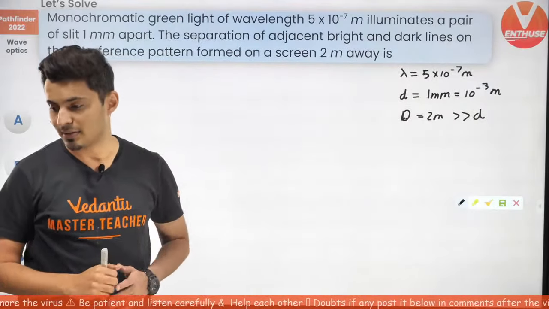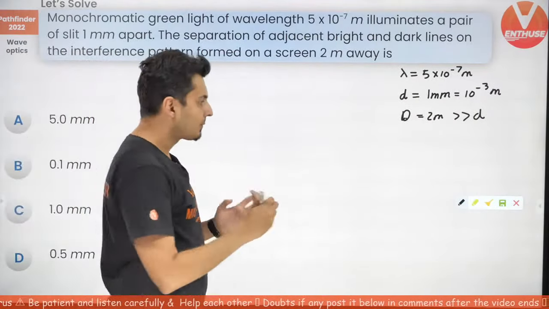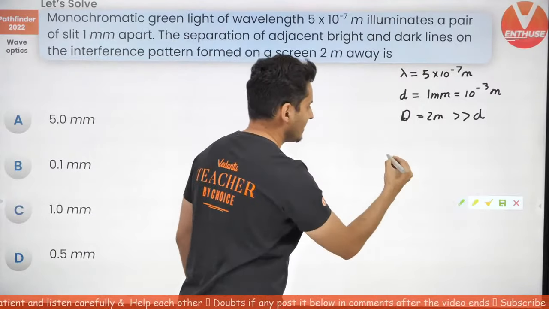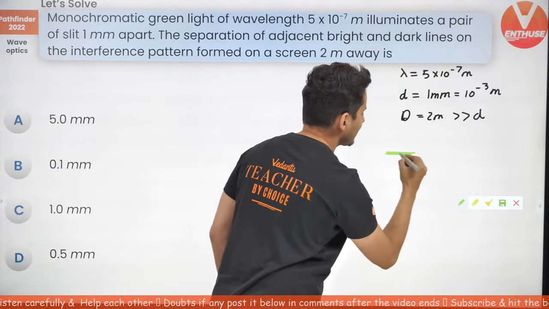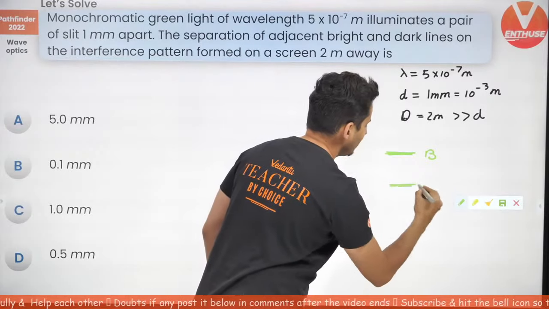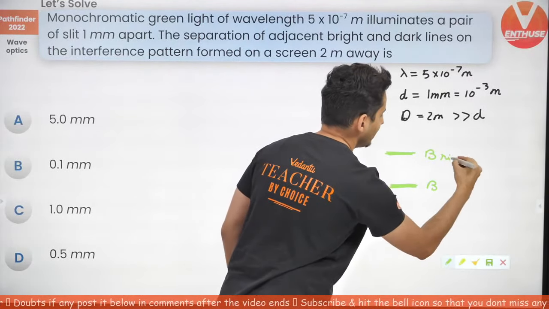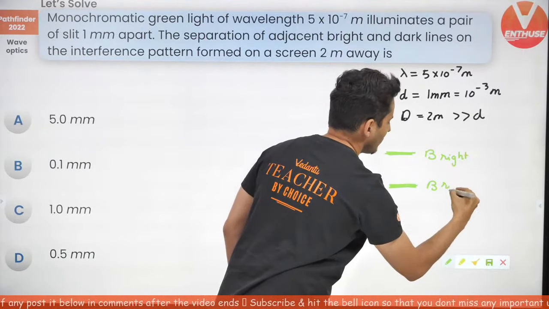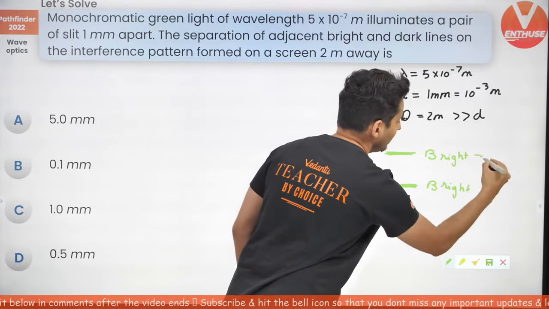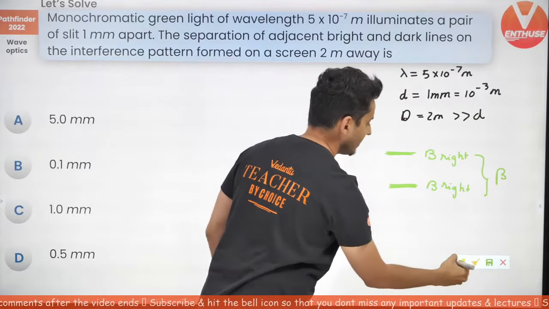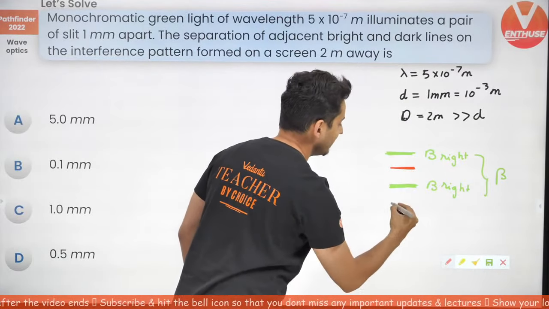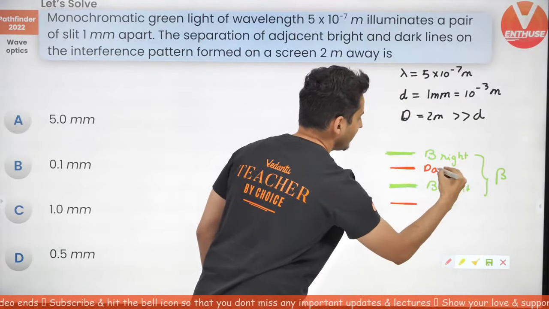Let's try and understand this. Okay, so here it is. First, if this is a bright region and this is a bright region, the difference between the two is the fringe width. The dark fringes will be here, right? These are the dark fringes.